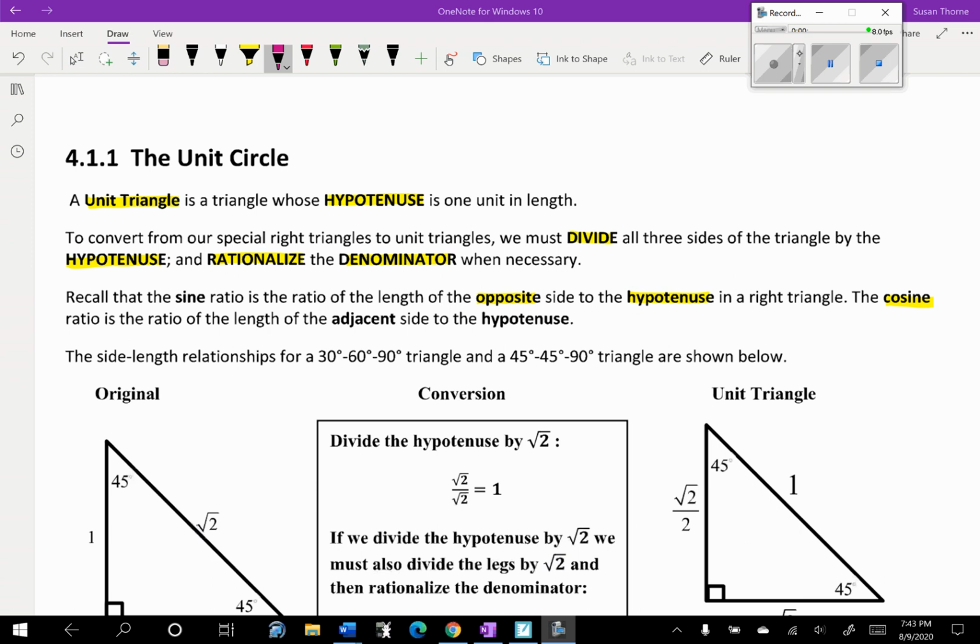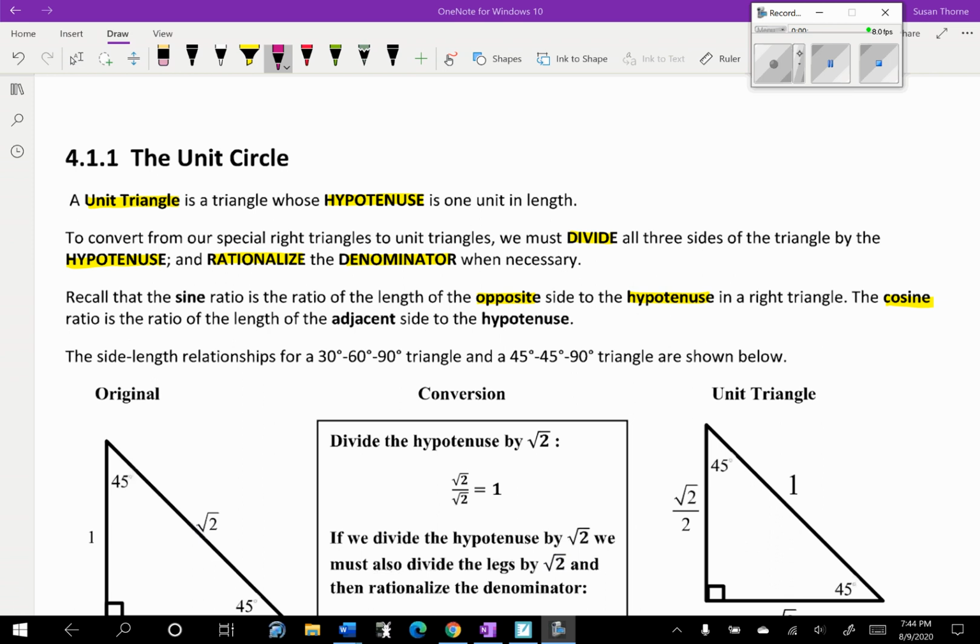A unit triangle is when you have a triangle whose hypotenuse is 1 unit length. To convert from our special right triangles to unit triangles, you must divide all 3 sides of the triangle by the hypotenuse and rationalize the denominator when necessary.